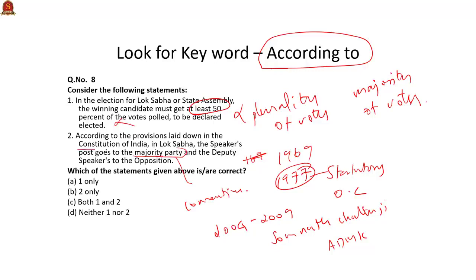So this keyword constitution you have to look at. People would have missed the word constitution. As per convention this is correct, but as per constitution it is wrong. Most of them would have made a mistake here. So look for the keyword "according to". You must know whether it is according to constitution, convention or statutory provision. Now which is the correct answer? They have asked which is correct. Neither one nor two is correct. Both of them are wrong statements.